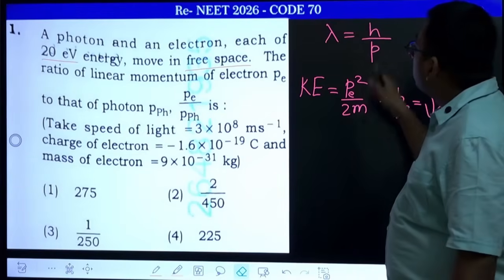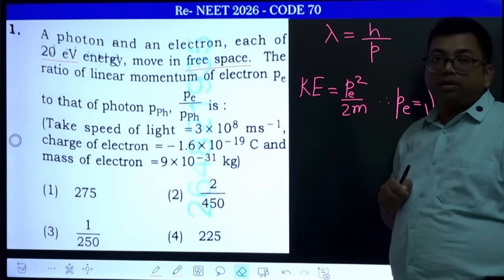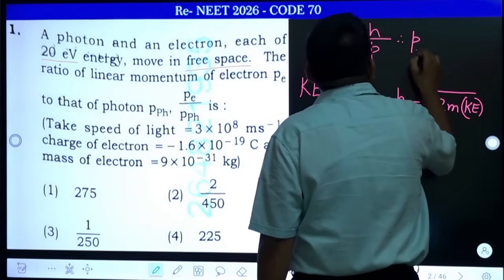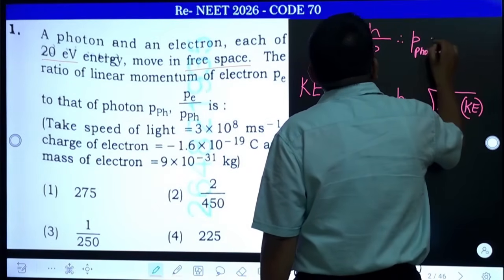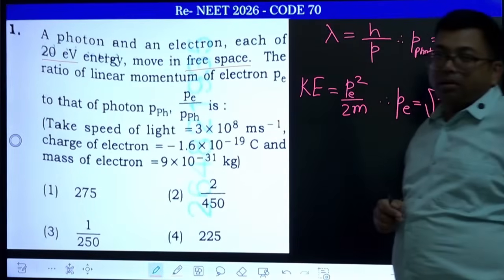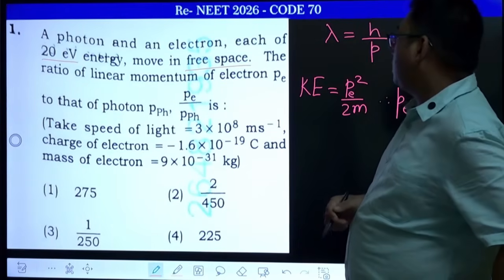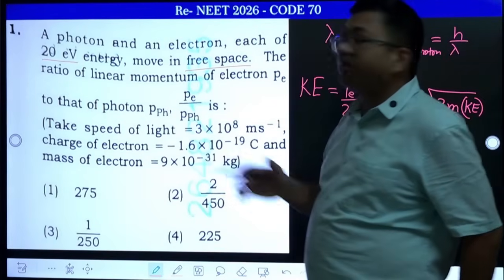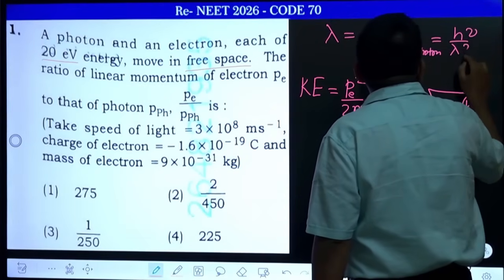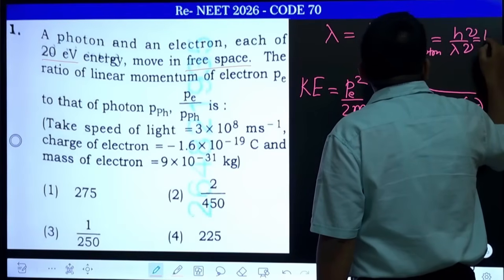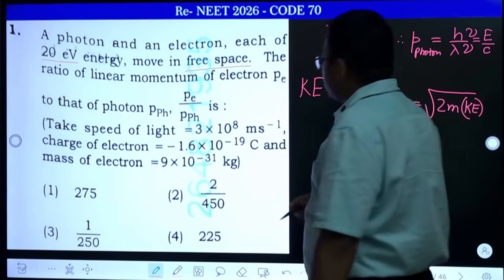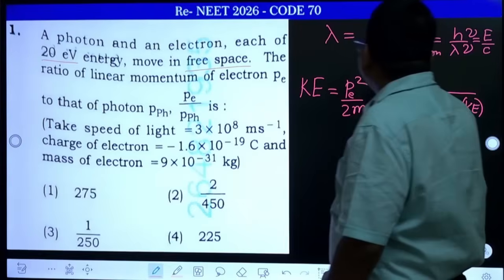And what about the photon? For the photon you have to calculate lambda using this. For the photon, momentum, you'll have to use h upon lambda, correct? Now, what have they given? They have given again the energy of that photon, so you can multiply by frequency, and this becomes energy by speed. Speed, if it is going in vacuum, we can take as the speed of light. So E by c. Now we can apply this ratio.